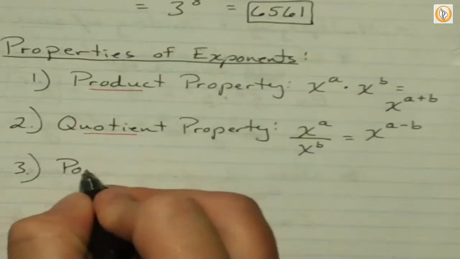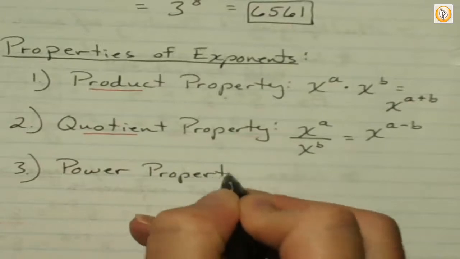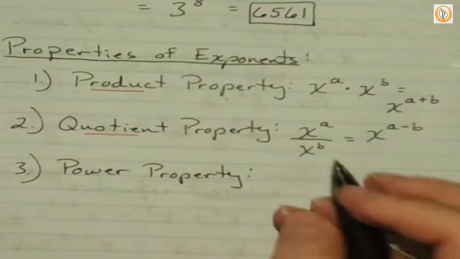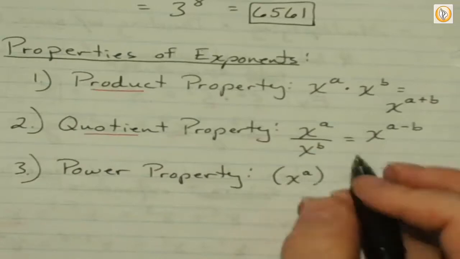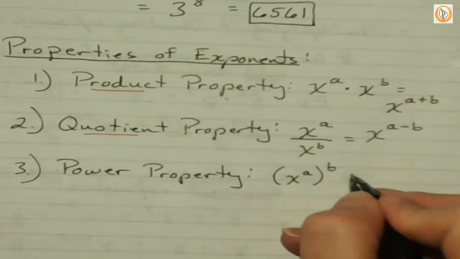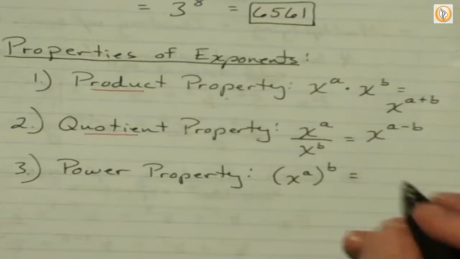Okay, and then the third one is the power property. That is saying x to the a power to the b power. And what did we say you do to the exponents here, Michael? You multiply them.